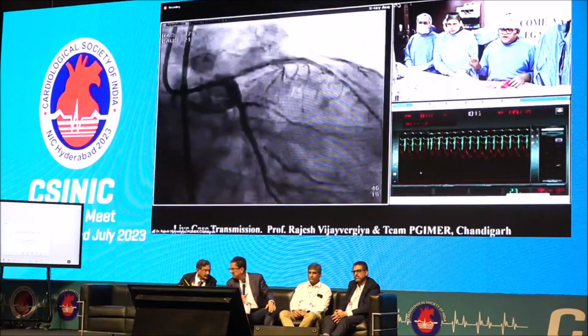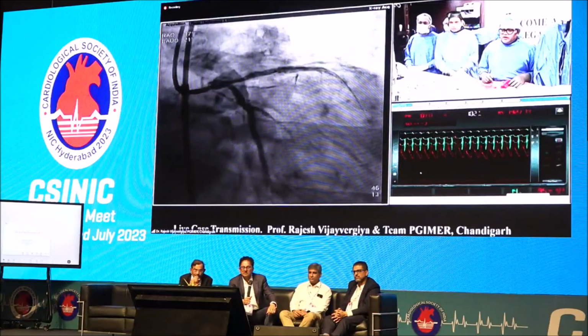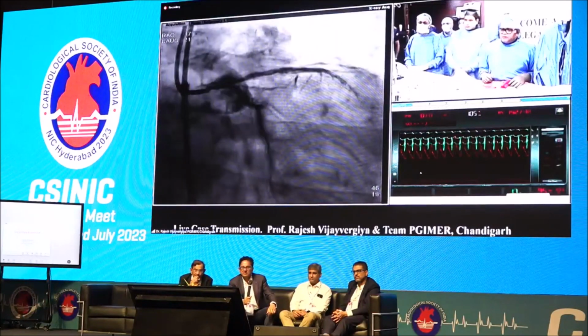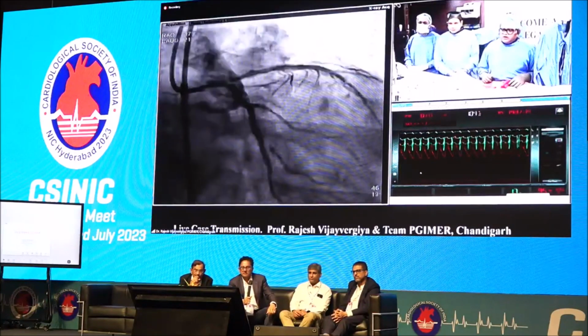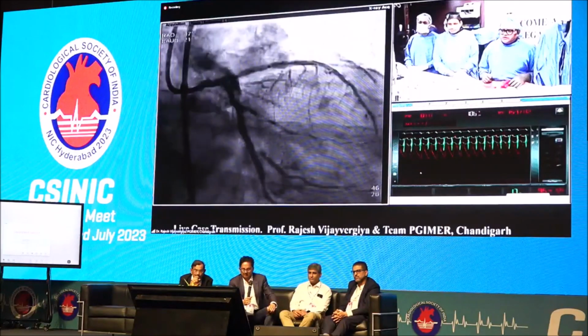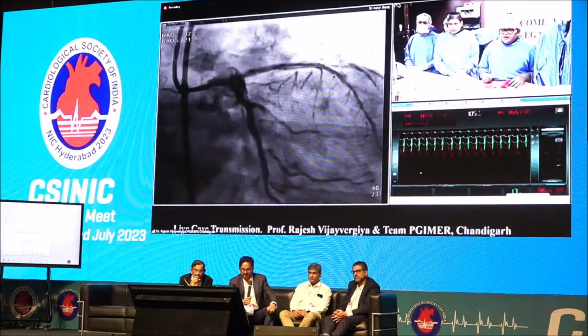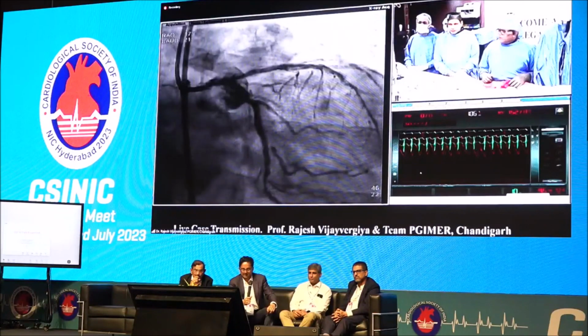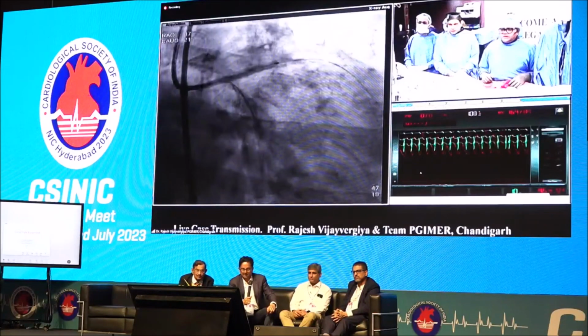Next view, and here if you see, we have removed the diagonal wire before putting the stent from left main to LAD. As the flow across the D1 was good, we could safely remove the wire and then went ahead with the stenting of left main to LAD. Next view, please.